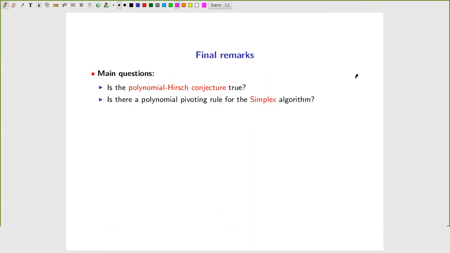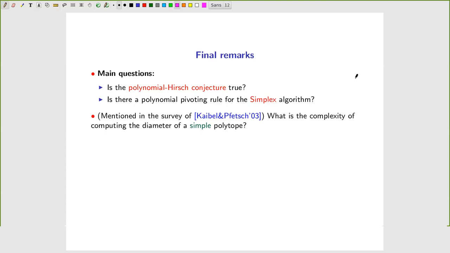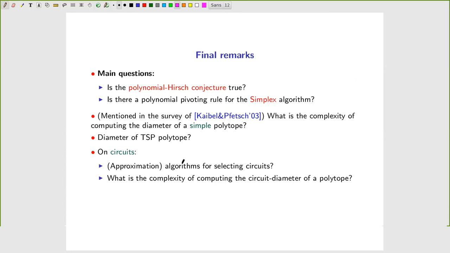Main questions: the polynomial Hirsch conjecture, a polynomial pivot rule for simplex. One question that I personally like is, what is the complexity of computing the diameter of a simple polytope? Open since 2003. The diameter of the TSP polytope, open since 86. And on circuits, we go back to what you said before. People were asking, how hard is it to compute the best improvement circuit? That's hard. On the other hand, any polynomial approximation suffices. So can one develop some nice approximation or inapproximability results for selecting circuits? And what is the complexity of computing the circuit diameter of a polytope? And again, thank you for your attention.